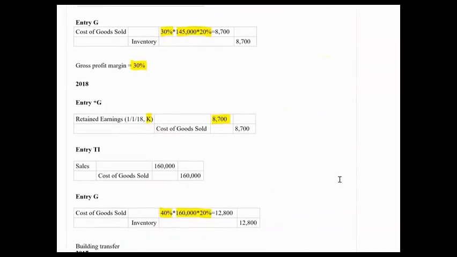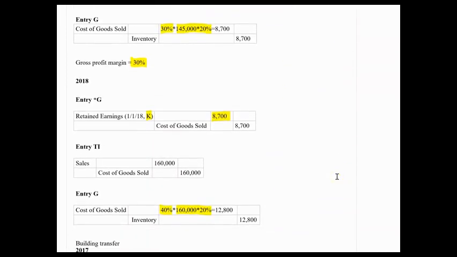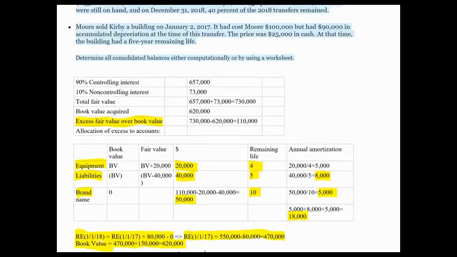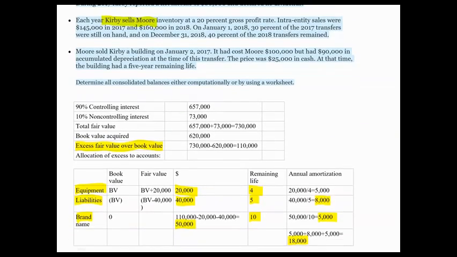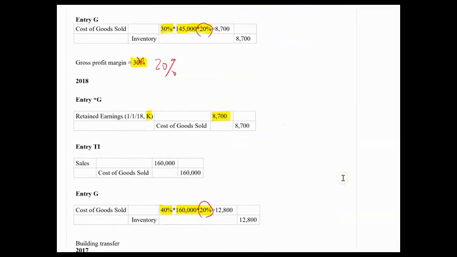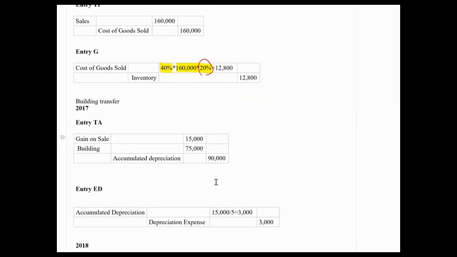Oh, sorry. There's one mistake I just made. This 20% is the gross profit margin. Gross profit margin is actually 20%. So we need to correct that. 20% gross profit rate. But it doesn't impact the numbers. It just means that here, 30% of the total inventory is left, and here 40% of the inventory is left. Okay, so next let's have a look at the intra-entity buildings transfer.